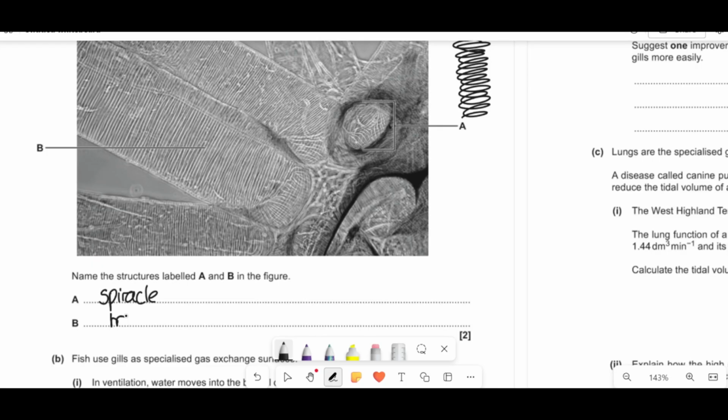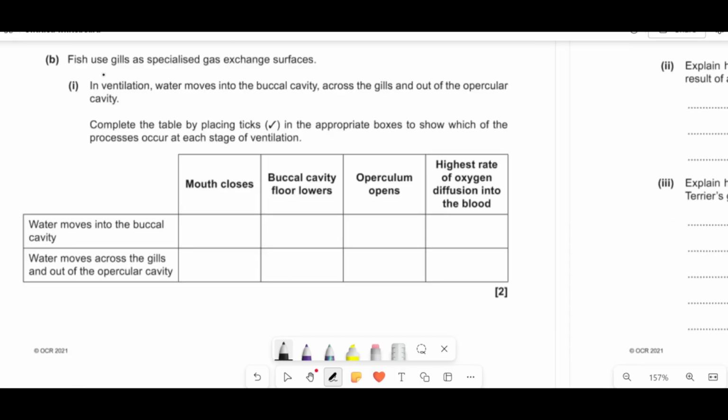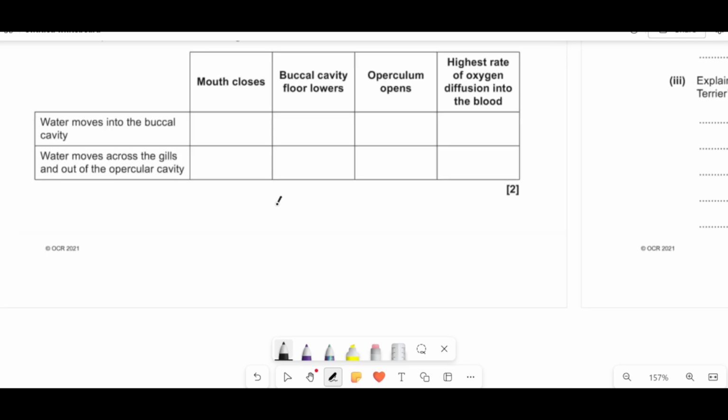So there you go. Spiracle and trachea. Fish use gills as a specialized gas exchange surface. In ventilation, water moves into the buccal cavity. So buccal just means mouth, and cavity, hole, so mouth hole. Across the gills and out of the opercular cavity. Complete the table by placing ticks in the appropriate boxes to show which of these processes occur at each stage of ventilation. Fine.